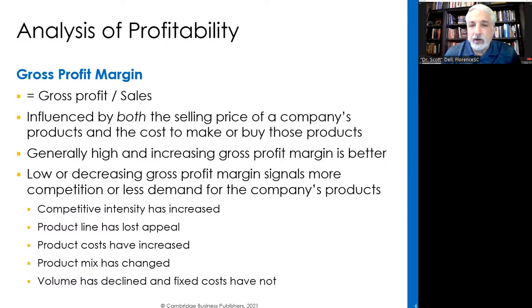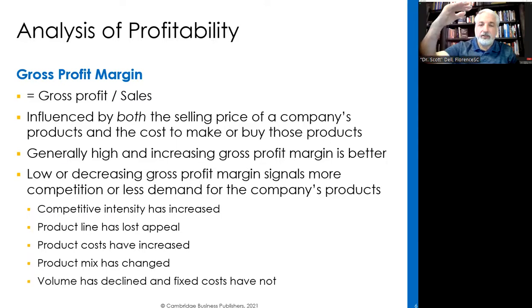Lower or decreasing margins, possibly more competition or less demand. So if oil prices are rising, and that's what our costs are, and our sales don't rise, we get squeezed. If we can raise our selling price and not affect others, we actually get the additional margin to go with that. Low or decreasing gross profit margins signal more competition or less demand for the company's products. So that's basically increased competition.